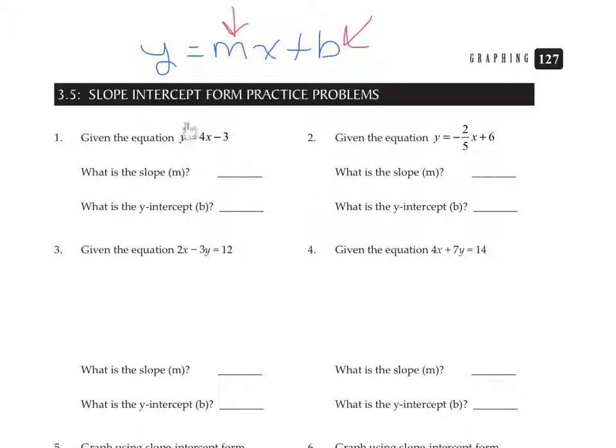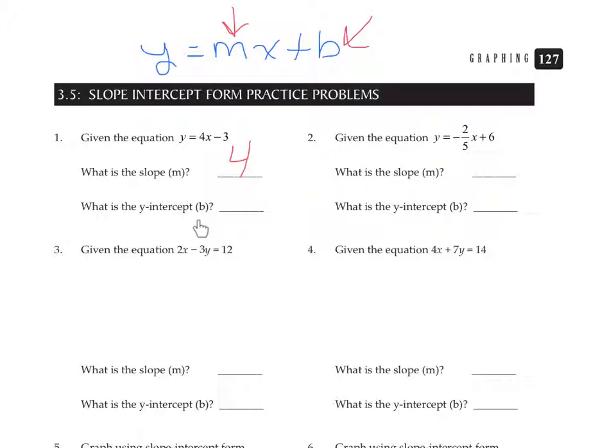So if we look at this equation, it says y equals mx plus b. It's in the right form. So we should be able to see what the slope and the y-intercept are just by inspection. The slope is the coefficient in front of x, so the slope is 4. The y-intercept, this is telling you what the y-coordinate of the y-intercept is.